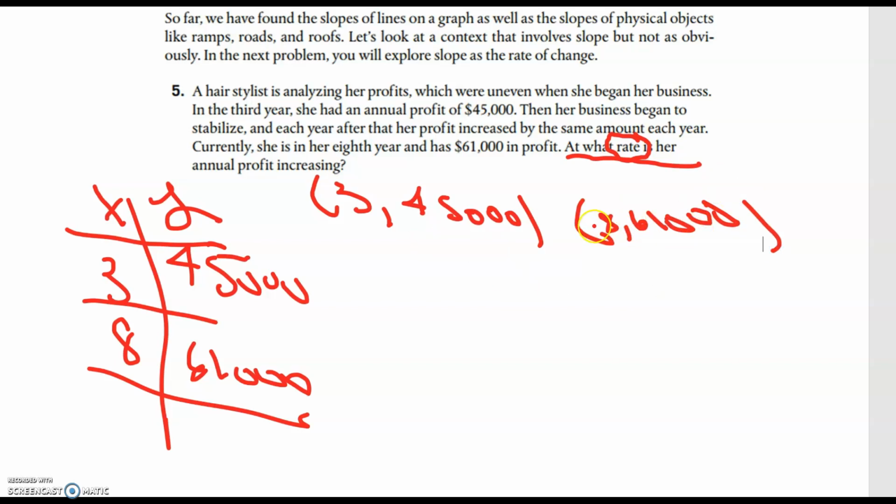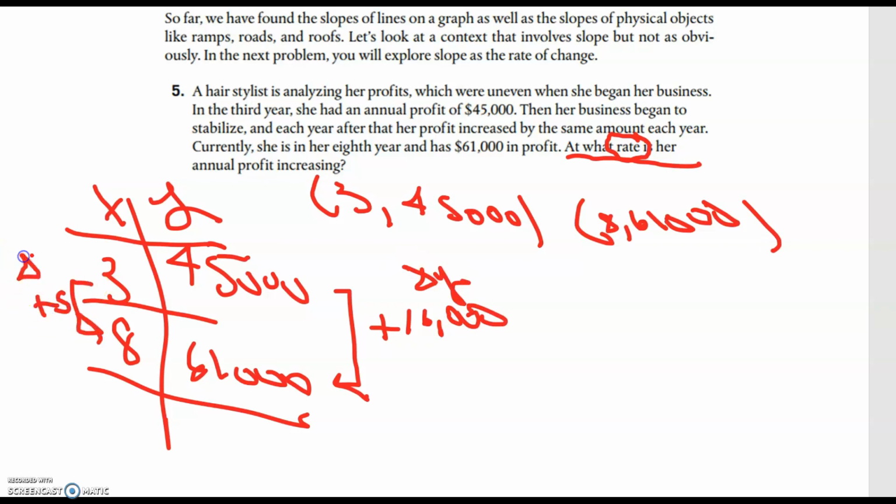And go ahead and do y2 minus y1. I'm just going to go ahead and do this. So let me use my calculator here. 61,000 minus 45,000. So it looks like that went up by 16,000. So that's my change in y. And this one up by 5. That's my change in x.